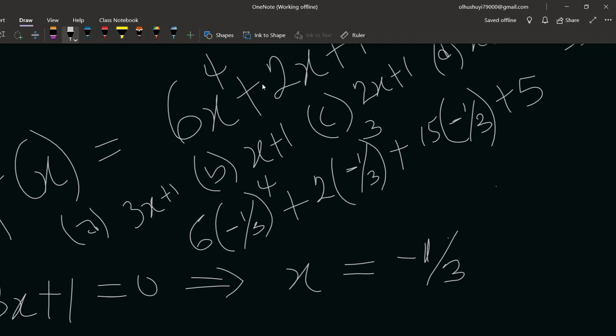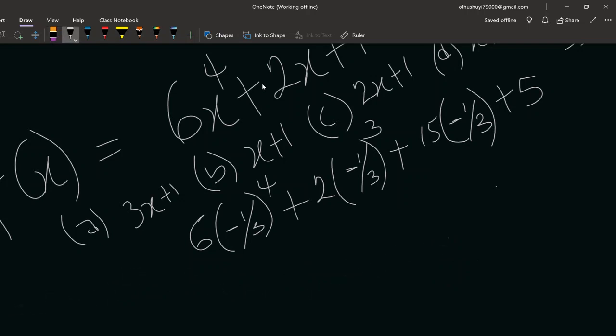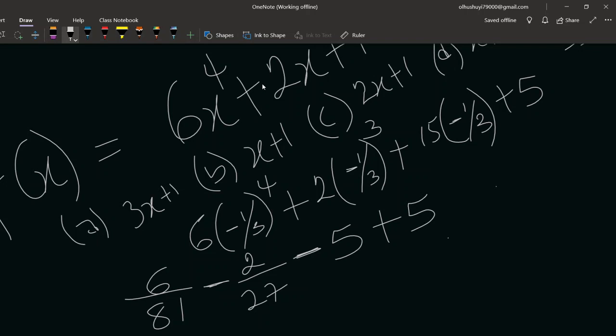What do you have with that? Let me just clear this down here. So what are we going to be having? Minus 1 raised to the power 4 should be 1, so we have 6. 3 raised to the power 4: 3 raised to the power 3 is 27, and 27 times 3 is 81. Then plus, no, this one cannot be plus, it will be minus. So you have minus 2 over 27. Yes. Then this one will be minus 5 plus 5, right?